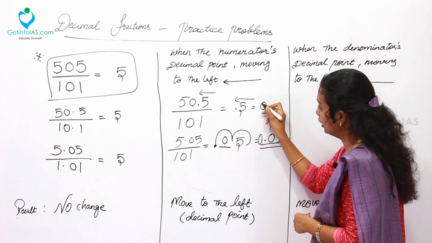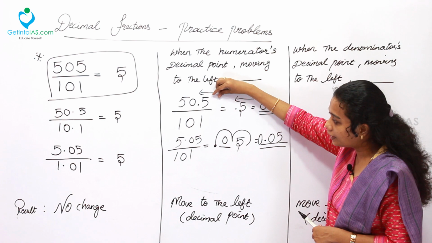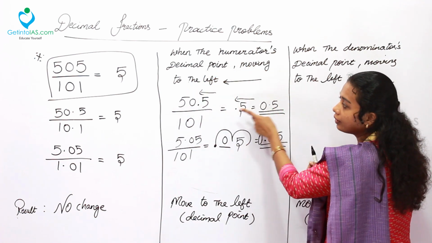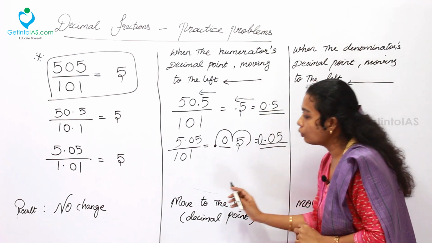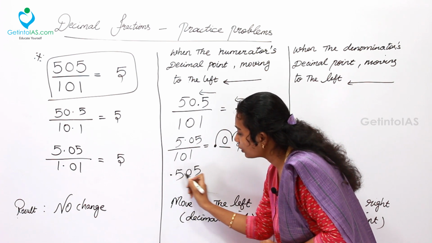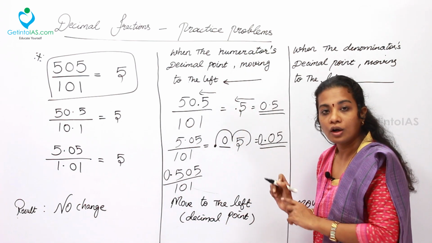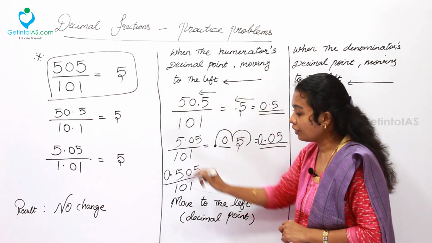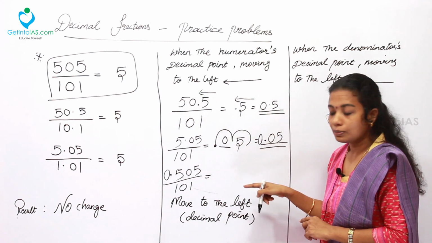Earlier it was 0.5. Now whenever you move the decimal point towards your left side, definitely the result's decimal point will also move to the left side. One more thing, 0.505 divided by 101. What will be the result? We know that 505 by 101 is 5, which is given in the question. Now you want to find how many places the decimal point of the result needs to be moved.